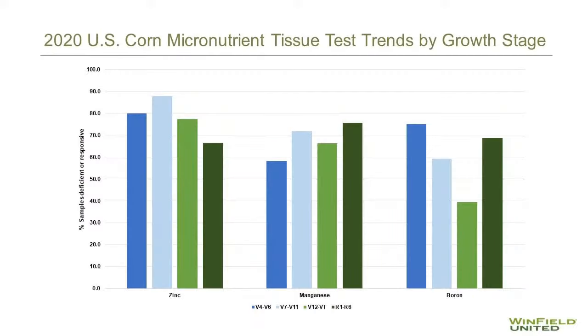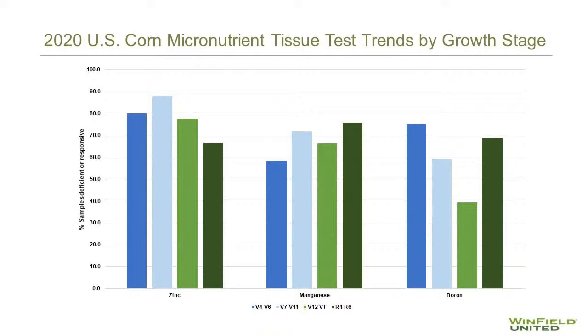WinField United does a lot of tissue testing year in and year out, through our retail partners. And as we look at 2020 data as an example, and looking at zinc, manganese, and boron specifically, breaking that down by growth stage, we see some different trends or patterns for these different nutrients.